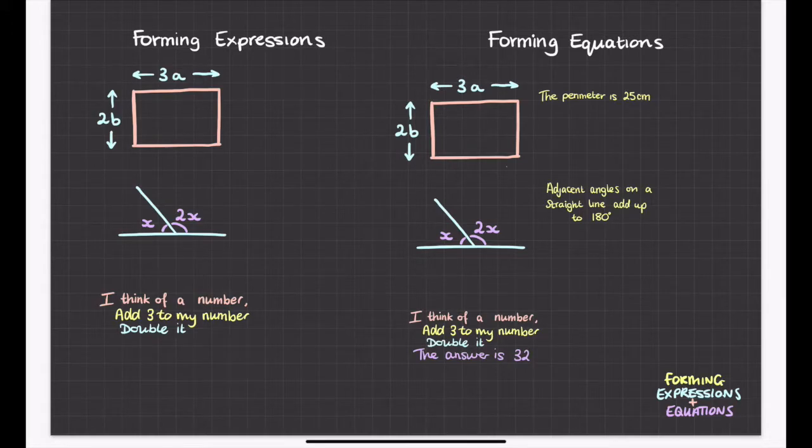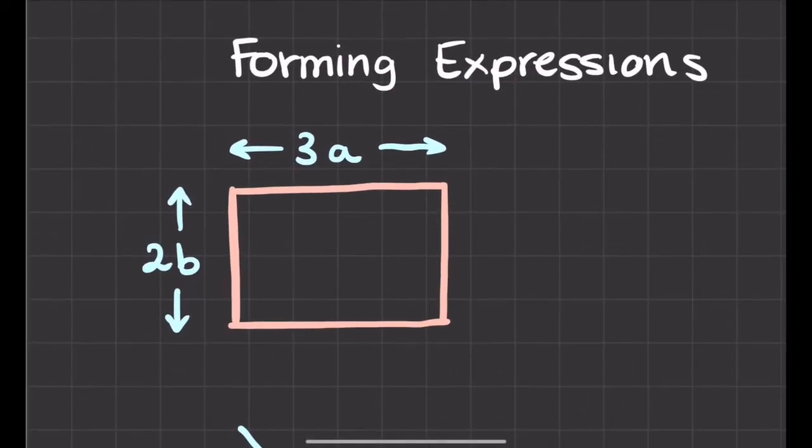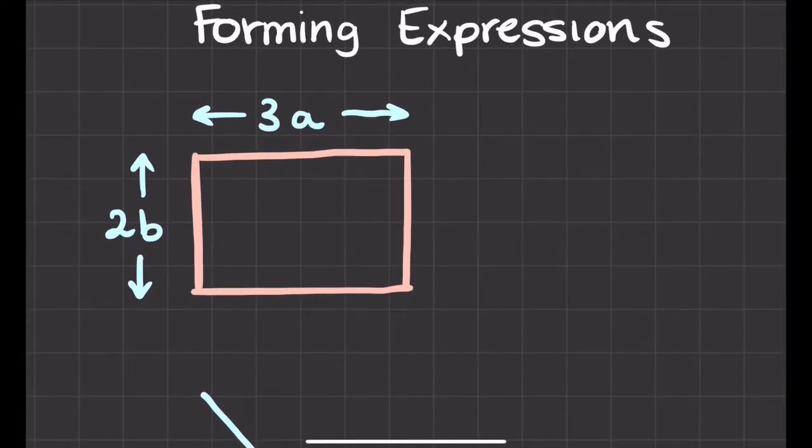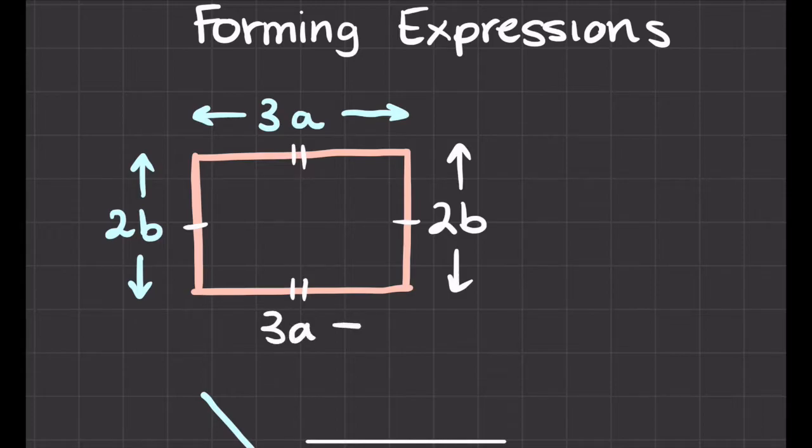So let's say that I gave you this rectangle, and I said, can you please give me an expression for the perimeter? So you might look at this rectangle and say, well, I know the opposite sides of a rectangle are equal, so that means that that side there is 2b as well. I know the opposite sides of a rectangle are equal, so that means that this side here must be 3a. And you'll say, right, well, to work out the perimeter you have to add up all of the sides.